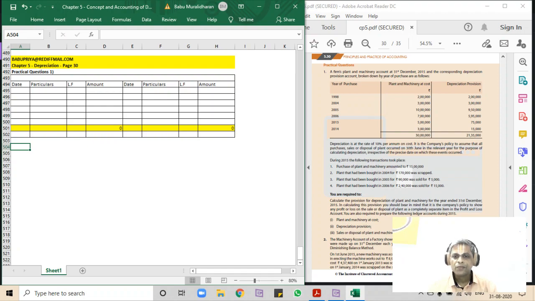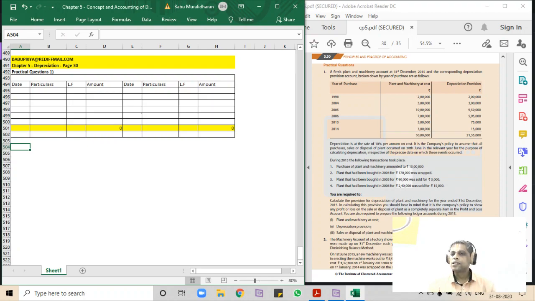Okay, calculate the provision for depreciation on plant and machinery. In calculating the provisions, you should bear in mind that the company's policy is to show any profit or loss on the sale or disposal of plant as a completely separate item in the profit and loss account. It's required to prepare the following ledger accounts during 2015: plant and machinery at cost, depreciation provision, sale or disposal of plant and machinery.